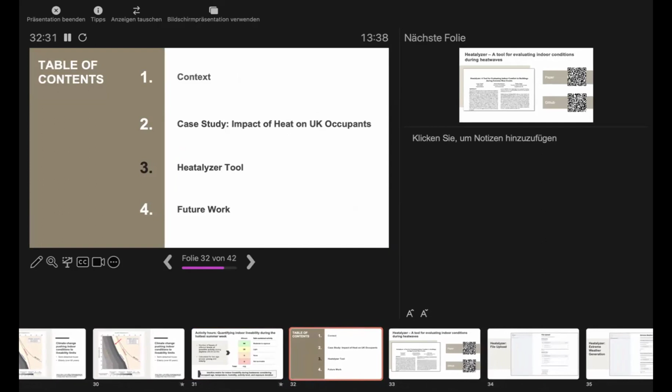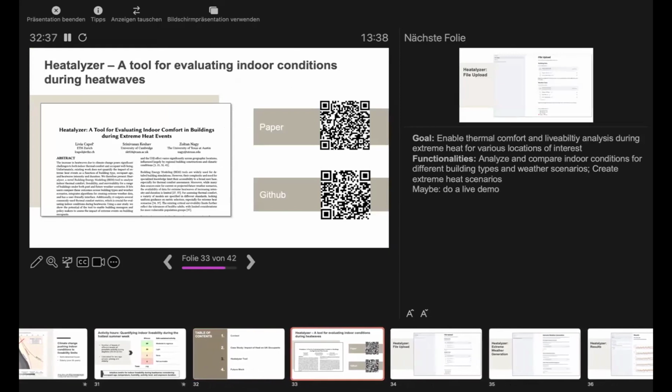So that's why we decided to implement this so-called Heatalyzer tool. This tool allows you to do the same kind of evaluation for various different locations. We wrote a paper on this, which you can have a look at, and I'll also be happy to share the link later with anyone interested. We also made the code available online with this GitHub link. Again, it just makes our methodology available to anyone to use. And I want to show you a few snippets of how the tool looks when you actually use it.